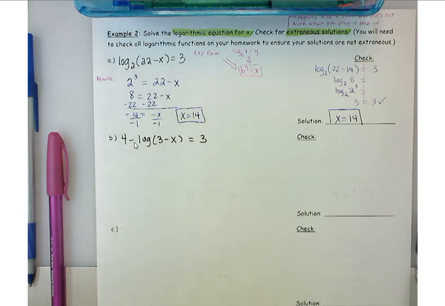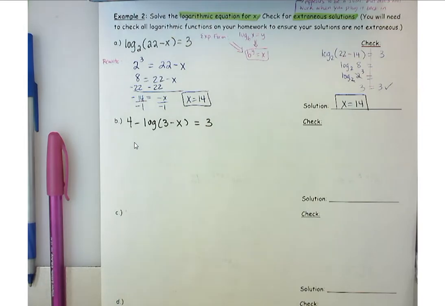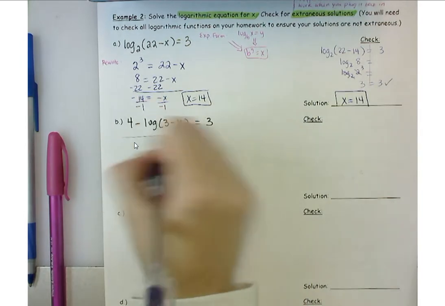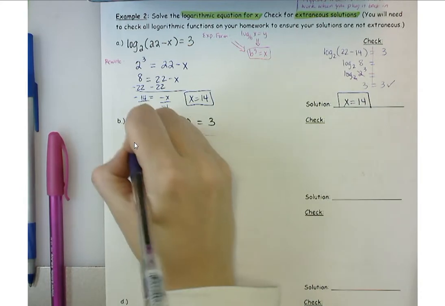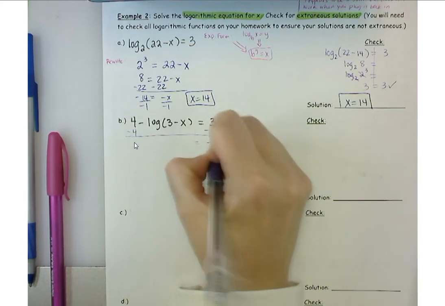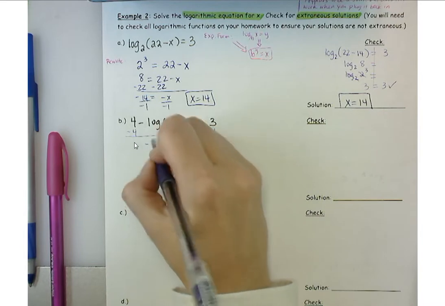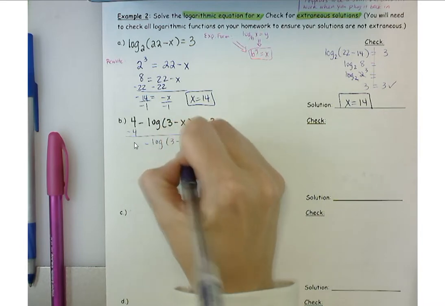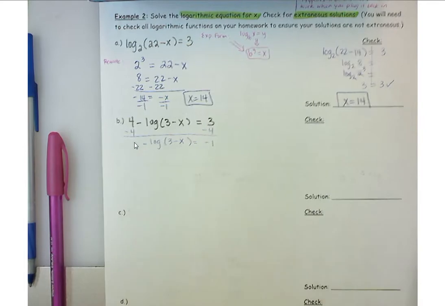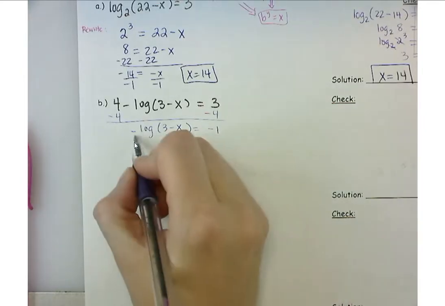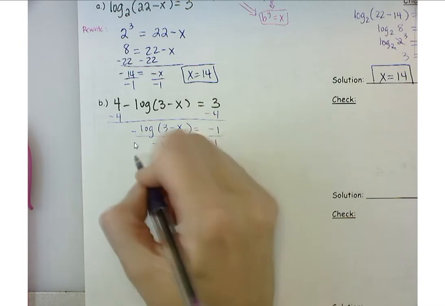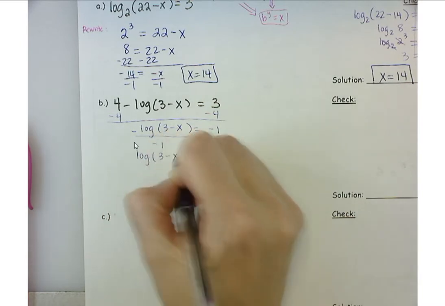All right, now b is a little bit different because we do not have the log isolated. We have to move some things over. Okay, Anna, what should I move over first? The 4. Okay, yep. And you said you're going to do what to both sides? Subtract. Good. Subtract 4, so I'd have negative 1 on this side. Don't forget your negative here. Now you don't want the negative on the outside, so how do we move that over? Divide by negative 1. So I have the log of 3 minus x is equal to 1.